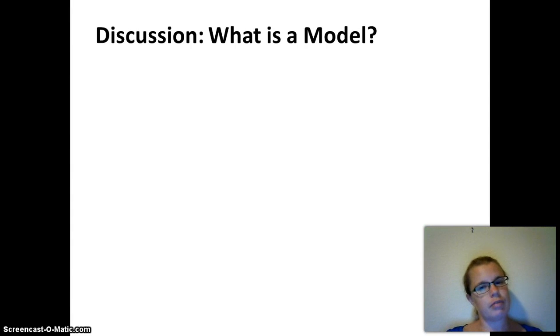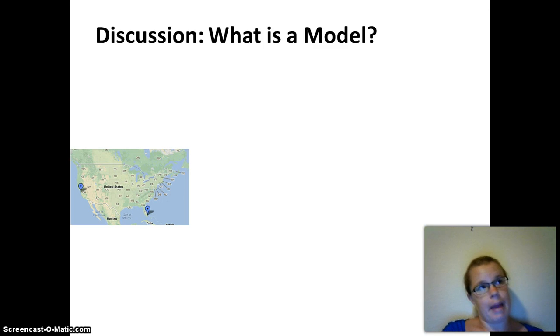So first, think for a minute about what a model is. Think about all the different ways that we use models. Not just mathematical models, not just in biology, but in general, all the ways that we use the term model. Here's a few hints to help you.